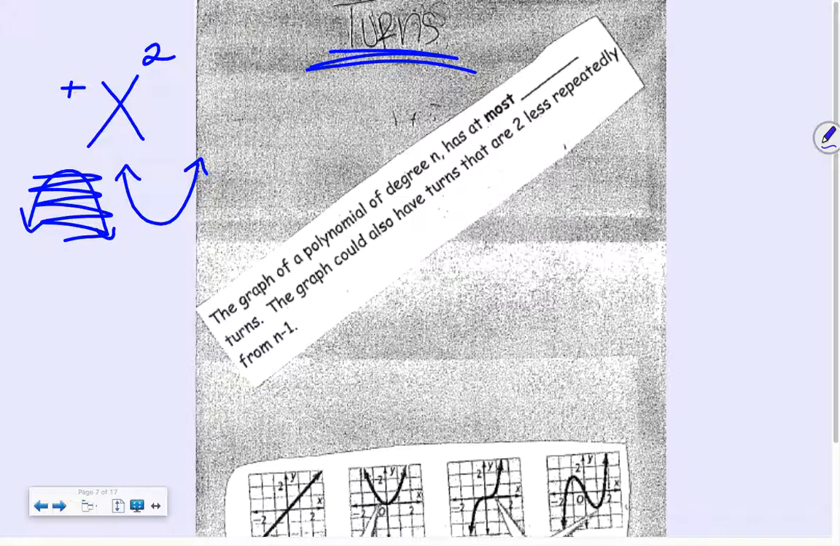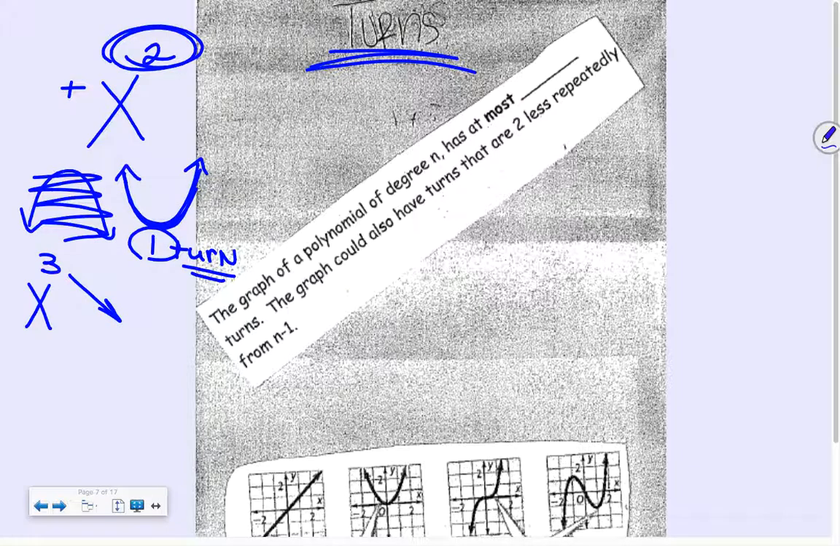Okay, so here's my question. How many times does x squared turn? 1. Do you agree it's 1? Look, I'm going to go downhill, downhill, downhill, downhill, and then I turn and I go uphill. Okay, so the second you go down, down, down, then up, you turn once. So a second degree polynomial will turn 1 time. So if second degree turns 1 time, any guesses on what a third degree will turn? 3 times. 2 times. You think it's 3 and you think it's 2.